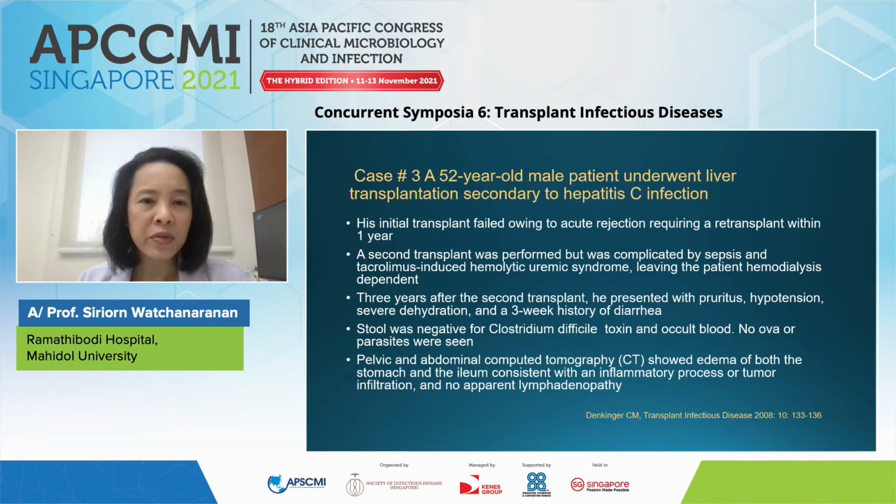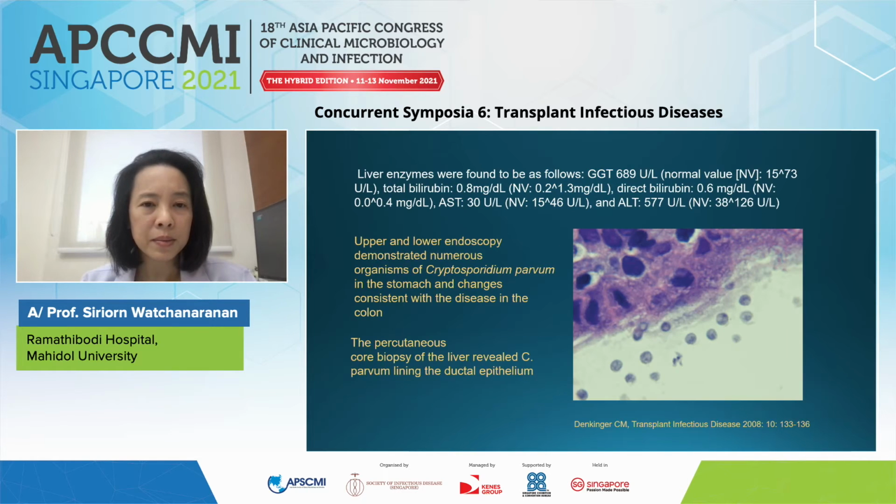The next case is a 52-year-old man who had a liver transplant secondary to hepatitis C infection, but the first transplant was rejected and he required a second transplant. He was well until about 3 years later, when he presented with diarrhea and severe dehydration, with onset 3 weeks earlier. He was also hypotensive at presentation, and he complained of pruritus. Stool was negative for Clostridium difficile and ova and parasites, and CT of the abdomen and pelvis showed edema of the stomach and ileum. Next slide, please.